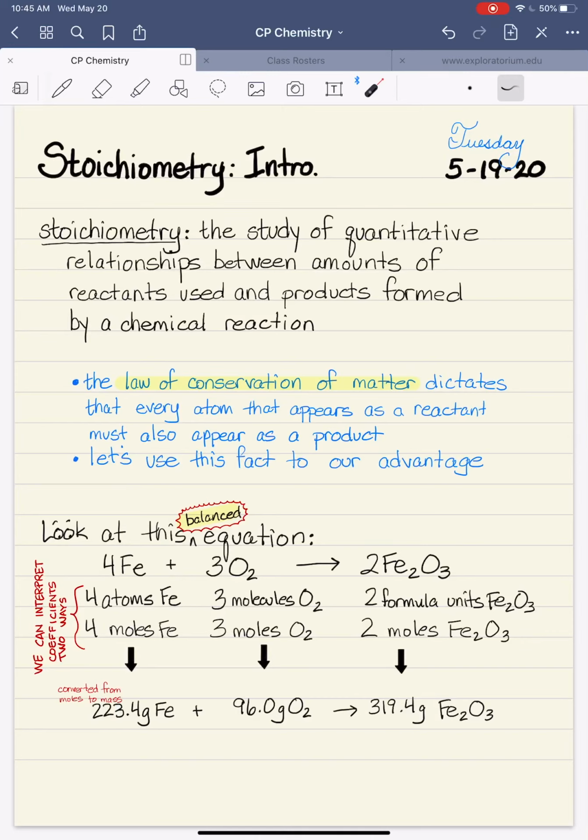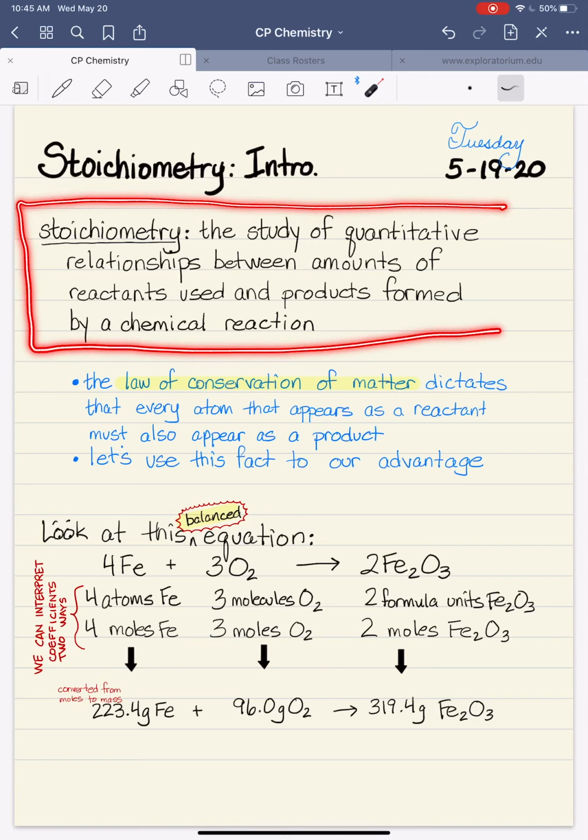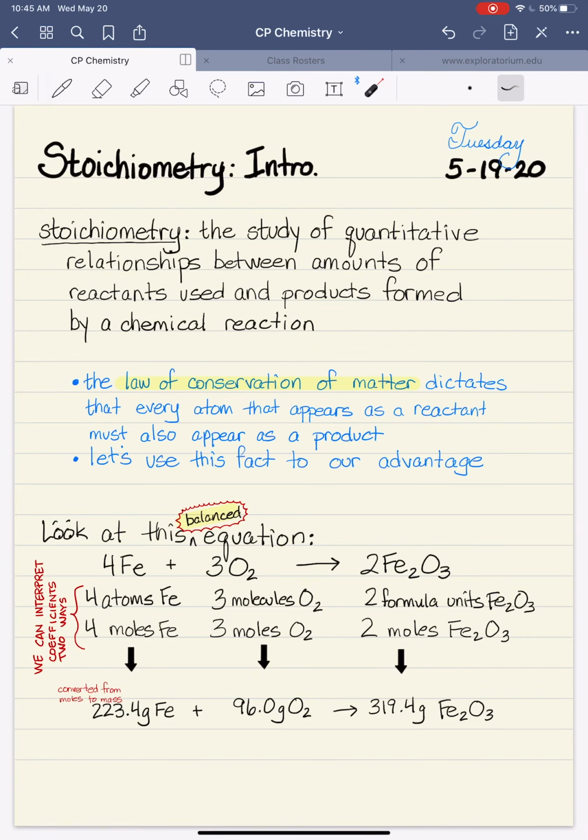Hello, everybody. We are going to be starting to learn about stoichiometry, the thing we've been thinking about for a while but haven't really talked about. Okay, stoichiometry, first of all, is the study of quantitative relationships between amounts of reactants and products in a chemical reaction. Sounds dull, boring. It's actually really easy. Not difficult. The word makes it sound difficult, but it's not.